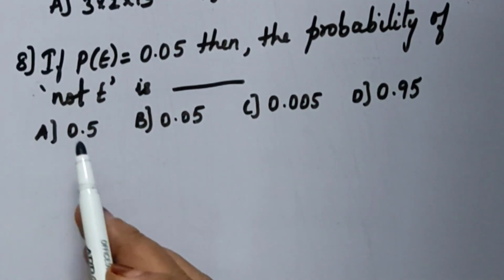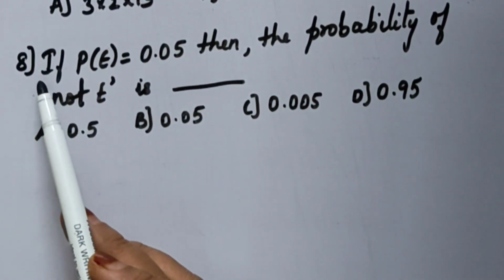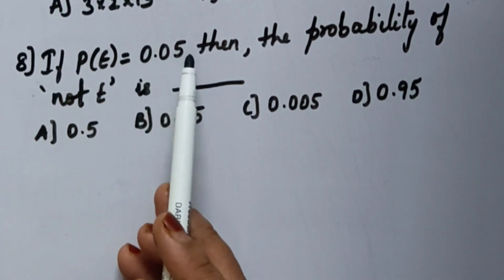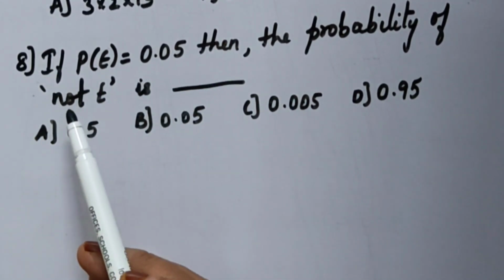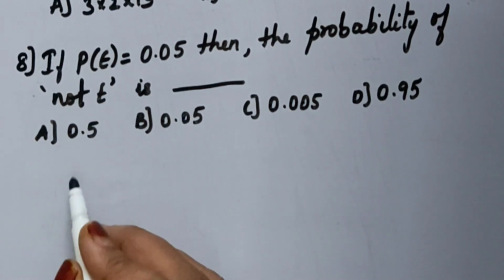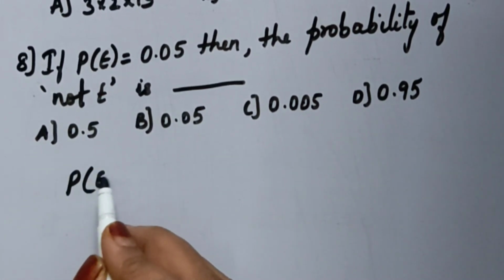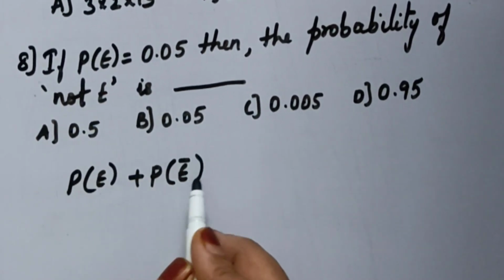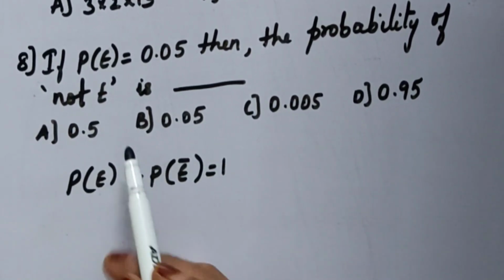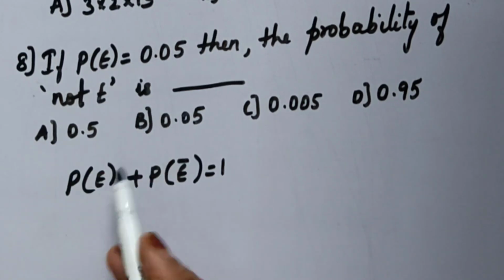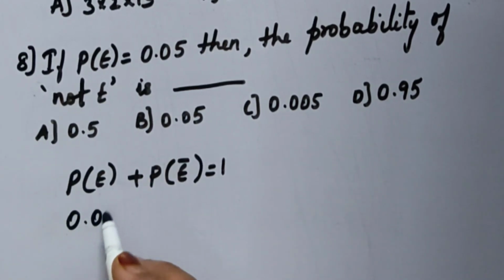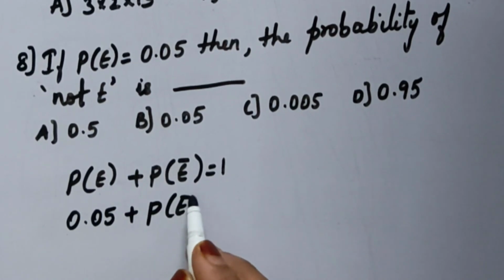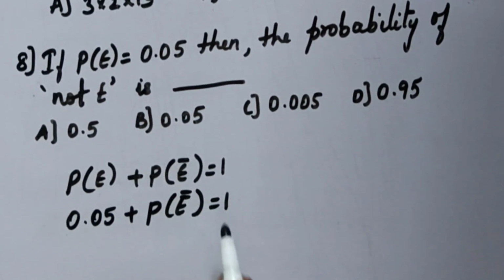Welcome back, students. Now here is the last question of this multiple choice question. If P of E equals 0.05, then the probability of P of not E is? So we know the formula, that is P of E plus P of not E equals 1. We know P of E is 0.05, plus P of not E is equal to 1.